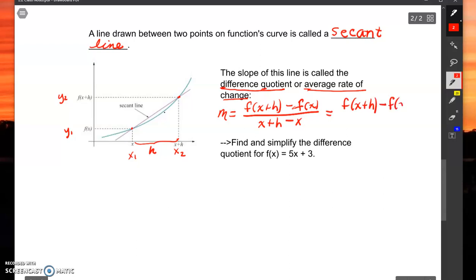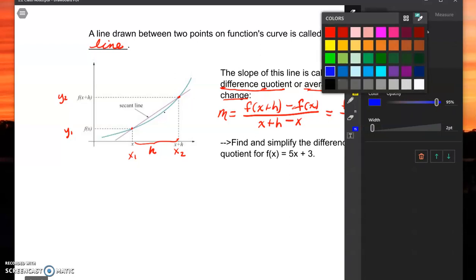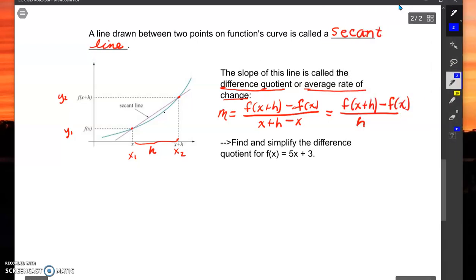So the formula that you're going to be using whenever you're asked to calculate the difference quotient or the average rate of change is right here. Just circle it in blue so it's easy to see. This is the important thing. So put a little asterisk next to that so it's easy to find when you're asked to use it.